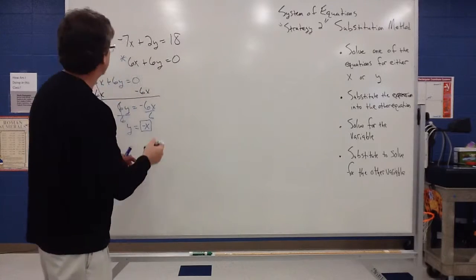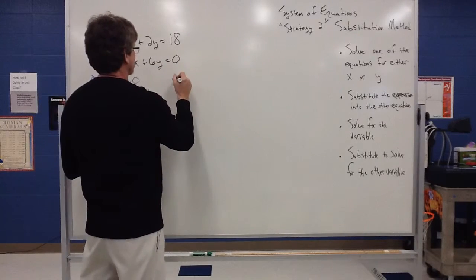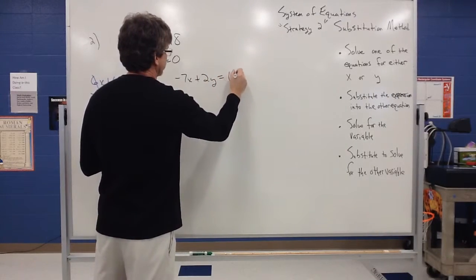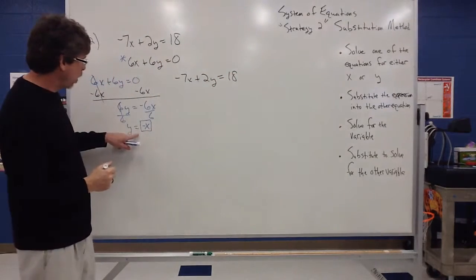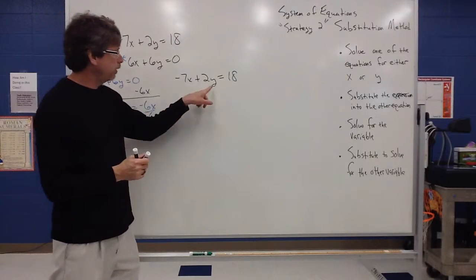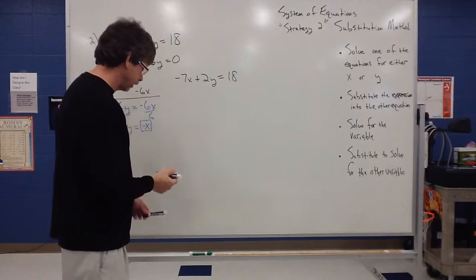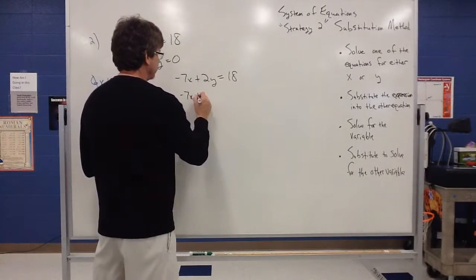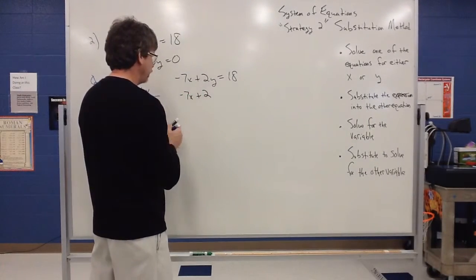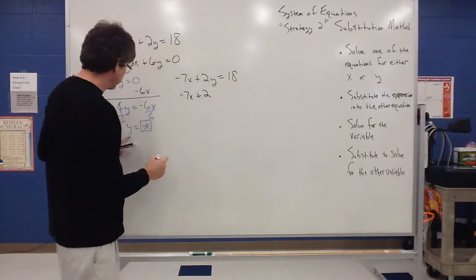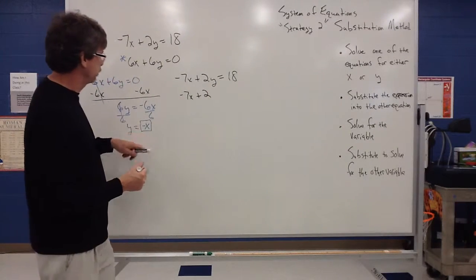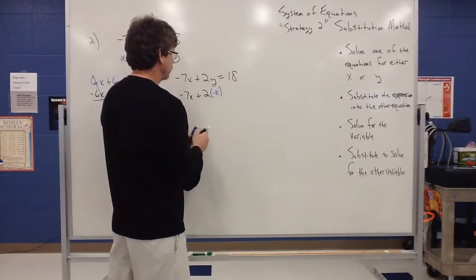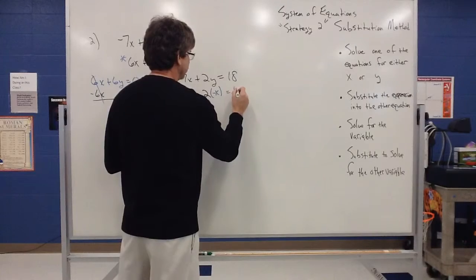I'm now going to focus on the first equation, which is negative 7x plus 2y is equal to 18. And since I said y is equal to negative x, I'm going to replace this y with a negative x. So what I have then is negative 7x plus 2, and I'm going to replace the y with what I'm saying y is equal to. It's equal to that expression, if you will. So I'm going to put a negative x there. And that's going to equal then my 18.